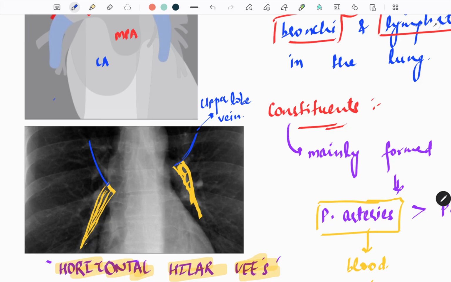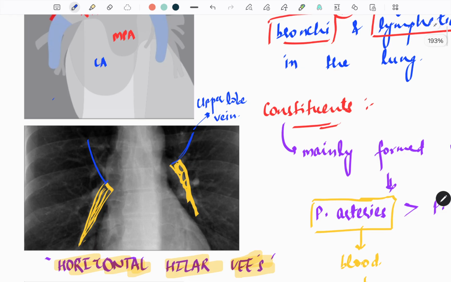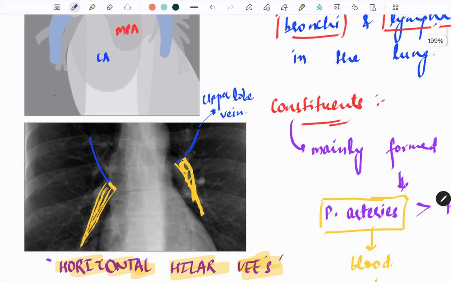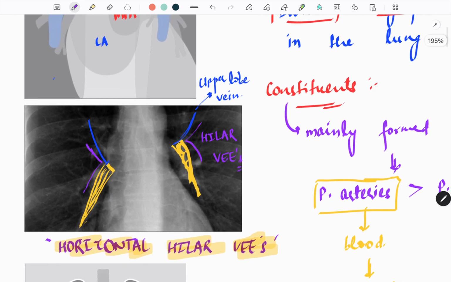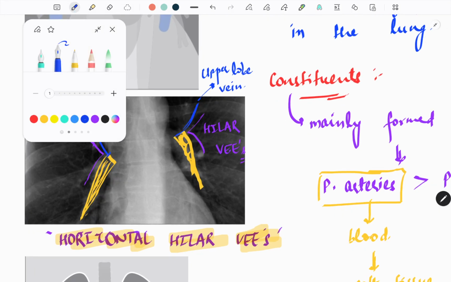The point where this upper lobe vein will course through the lateral margin of this lower lobe pulmonary artery. This is the point of the hilar V. We'll mark this point on both the sides, and then we'll assess the hilum.